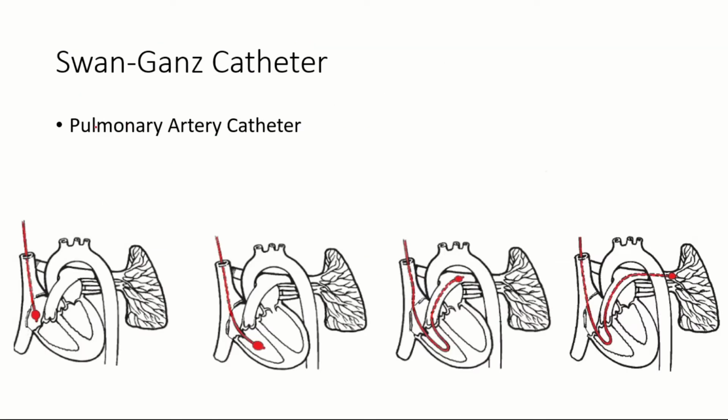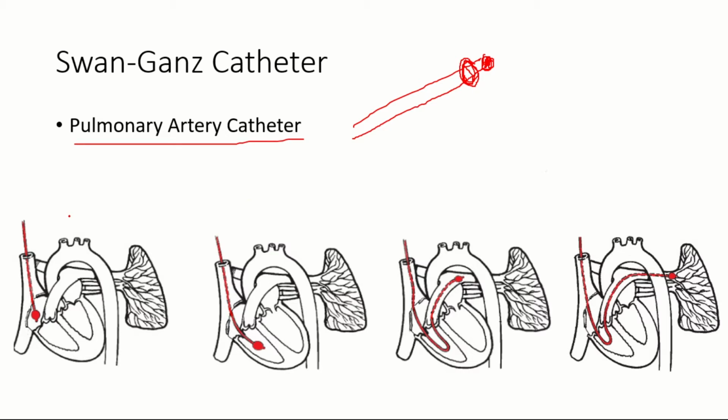The Swan-Ganz catheter is also known as the pulmonary artery catheter. So this is the catheter, and at the tip of this catheter it has a pressure sensor which can sense the pressure. And just below the tip there is a portion where the balloon can be inflated. So the balloon can be inflated just below the tip of the catheter.